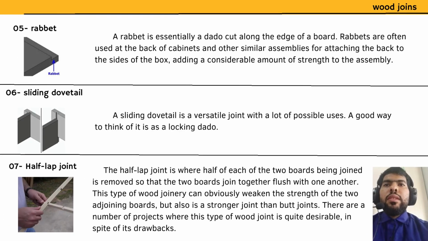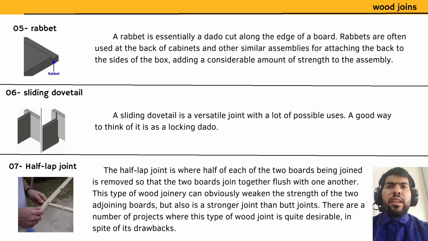The fifth is rabbet. A rabbet is essentially a dado cut along the edge of a board. Rabbets are often used at the back of cabinets and other similar examples of attaching the back to the side of the box, adding a considerable amount of strength to the assembly.